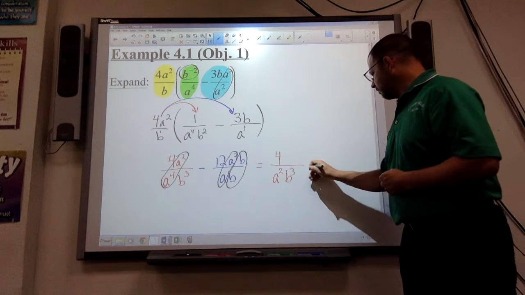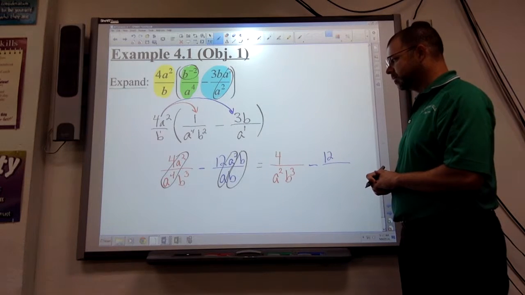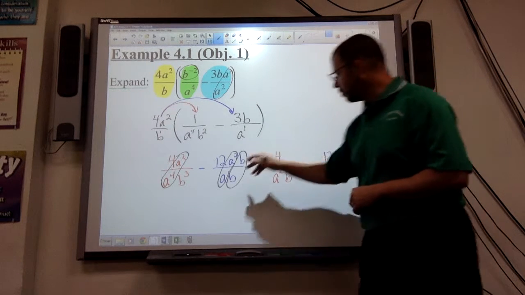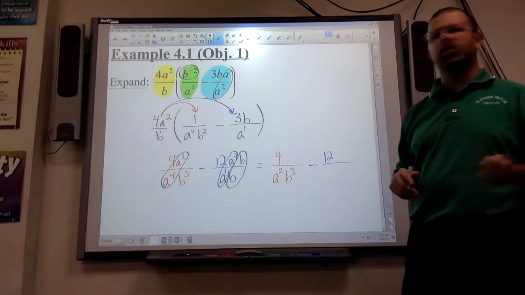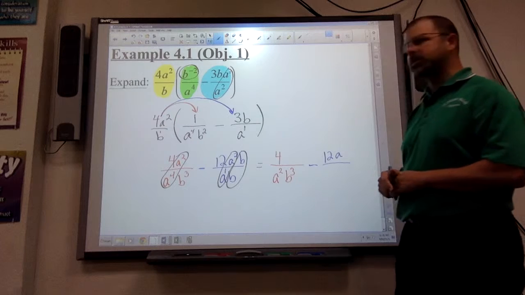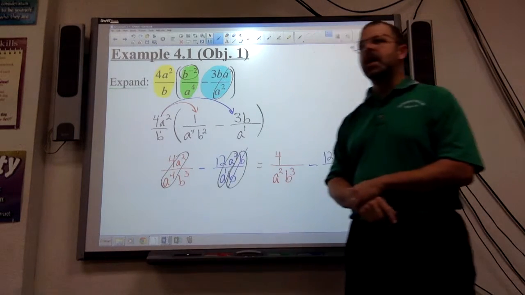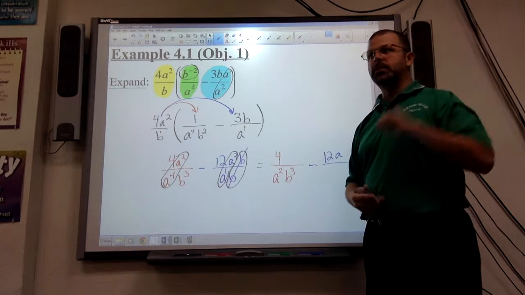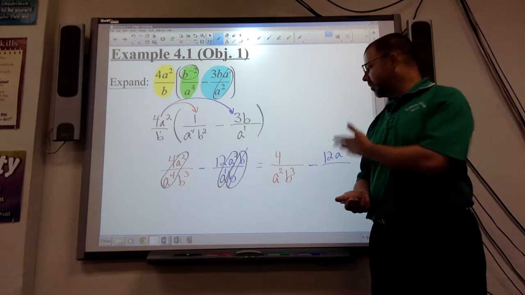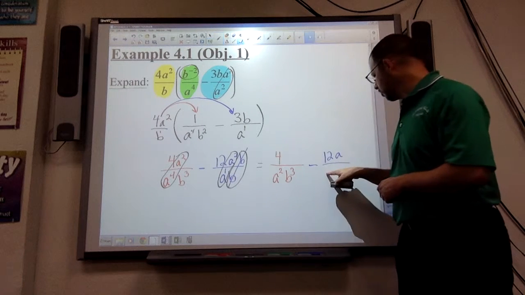Looking at the blue term, 12 is behaving itself. Where does a belong? On the top because 2 is bigger than 1. Again, there's always an understood 1 if there's no power written. And we subtract 2 minus 1 makes 1. Where does B belong? It doesn't. B's exactly the same. They cancel. If everything happens to cancel, it's 1. You do have to put 1. But in this case, since other stuff didn't cancel, the 1's just irrelevant. You just cross those B's off.